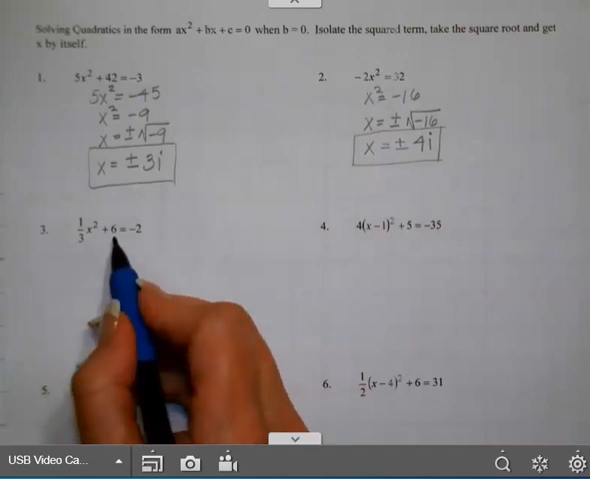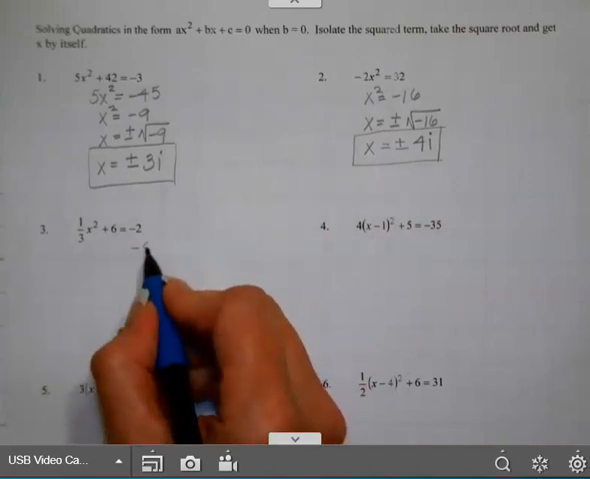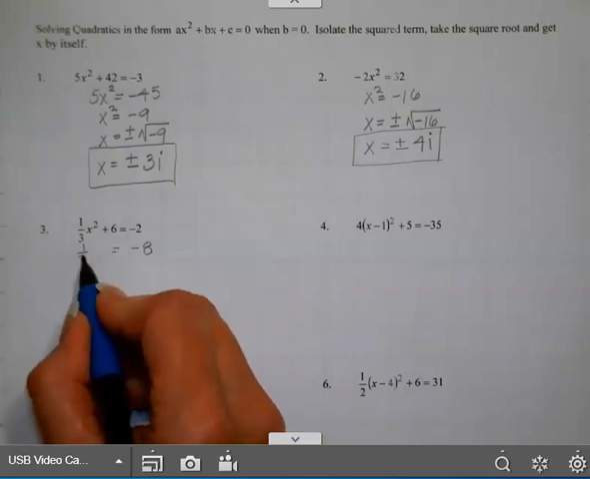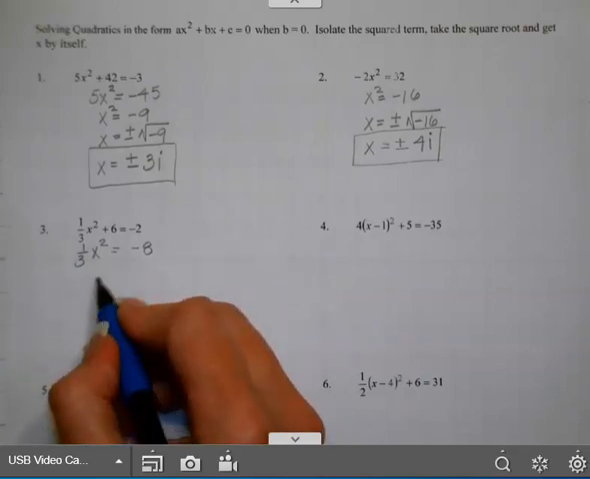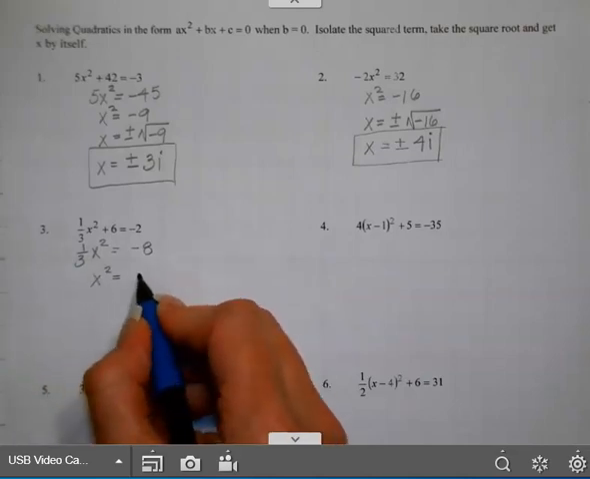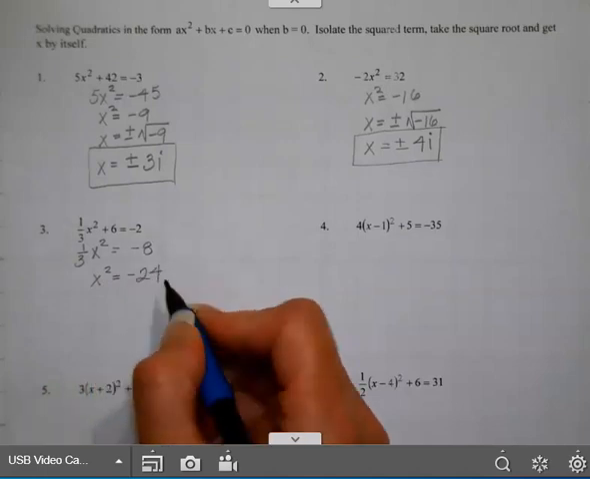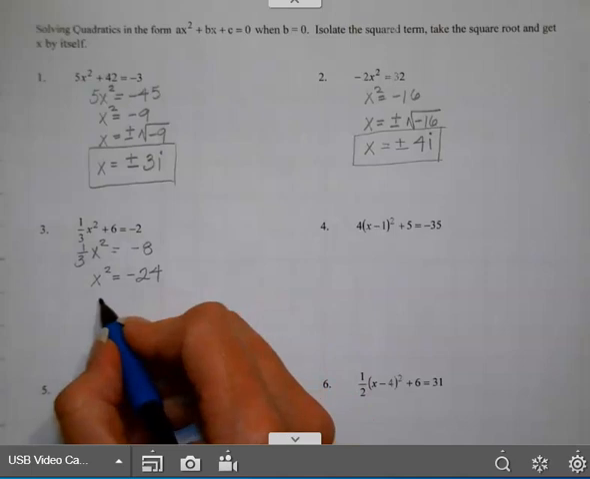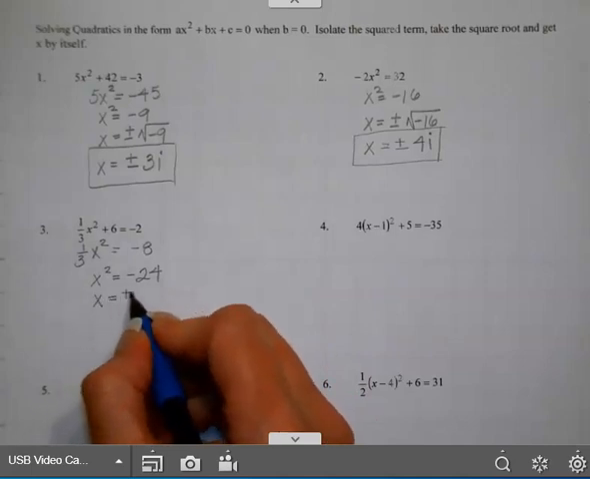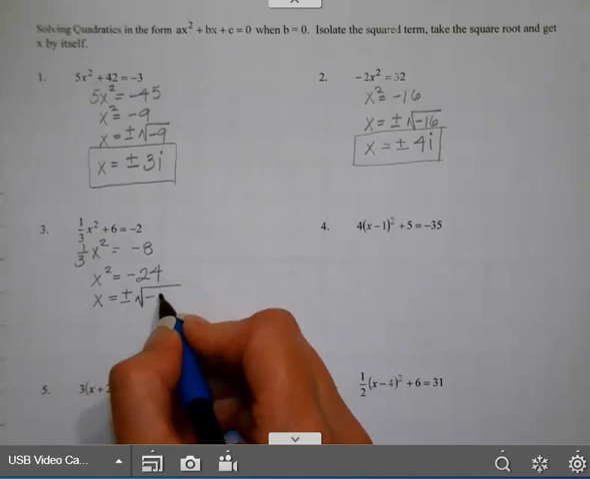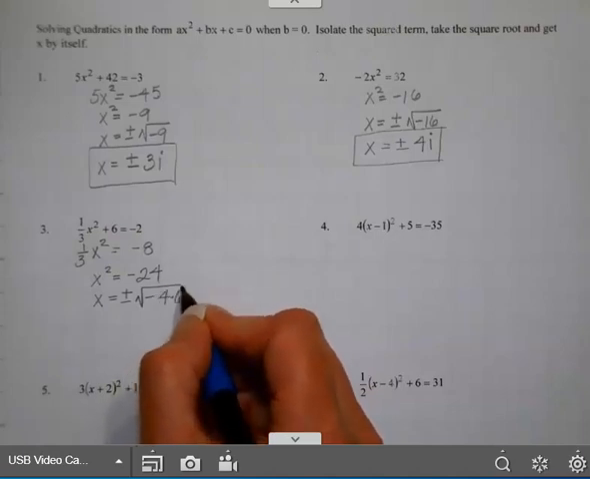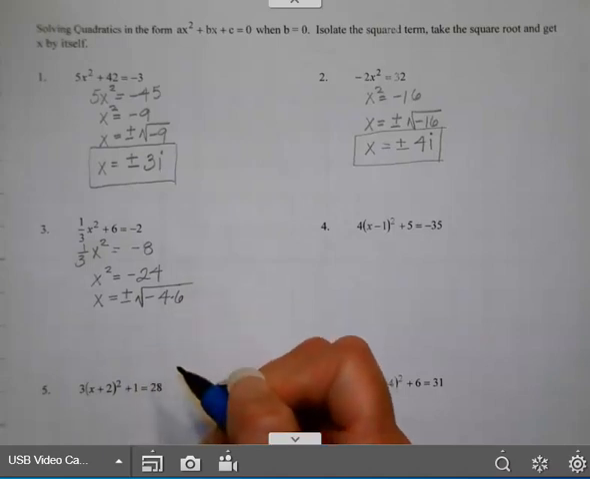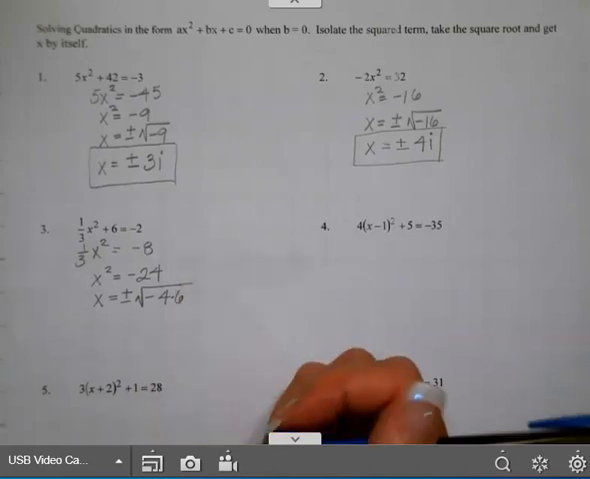On number 3, subtract 6 from both sides. And then I need to multiply both sides by 3. So that gives me negative 24 on this side. Take the square root. So x will equal plus or minus the square root of negative 24. And I'm going to write that in terms of its perfect square that goes into it. So 4 goes into 24. So I'll write that as 4 times 6. And there's no other perfect square that will go into 6. So 4 is my largest one.